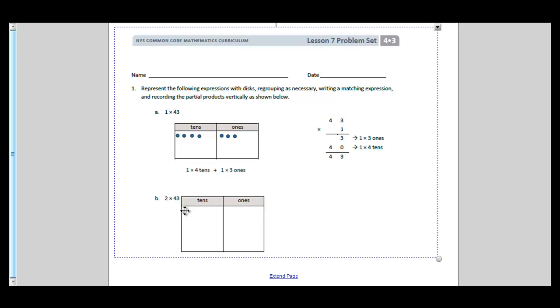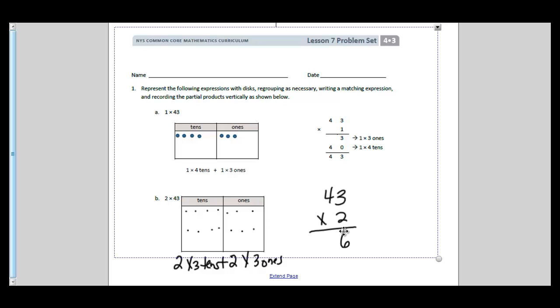So now we're going to do 2 times 43. So I'm going to go ahead and put my 43 in my place value chart. That's 43 times 1. Now I'm going to do 43 times 2. All right, so let's come over here and do 43 times 2. So I have 2 times 3 ones, 2 times 3 tens. I add those together.